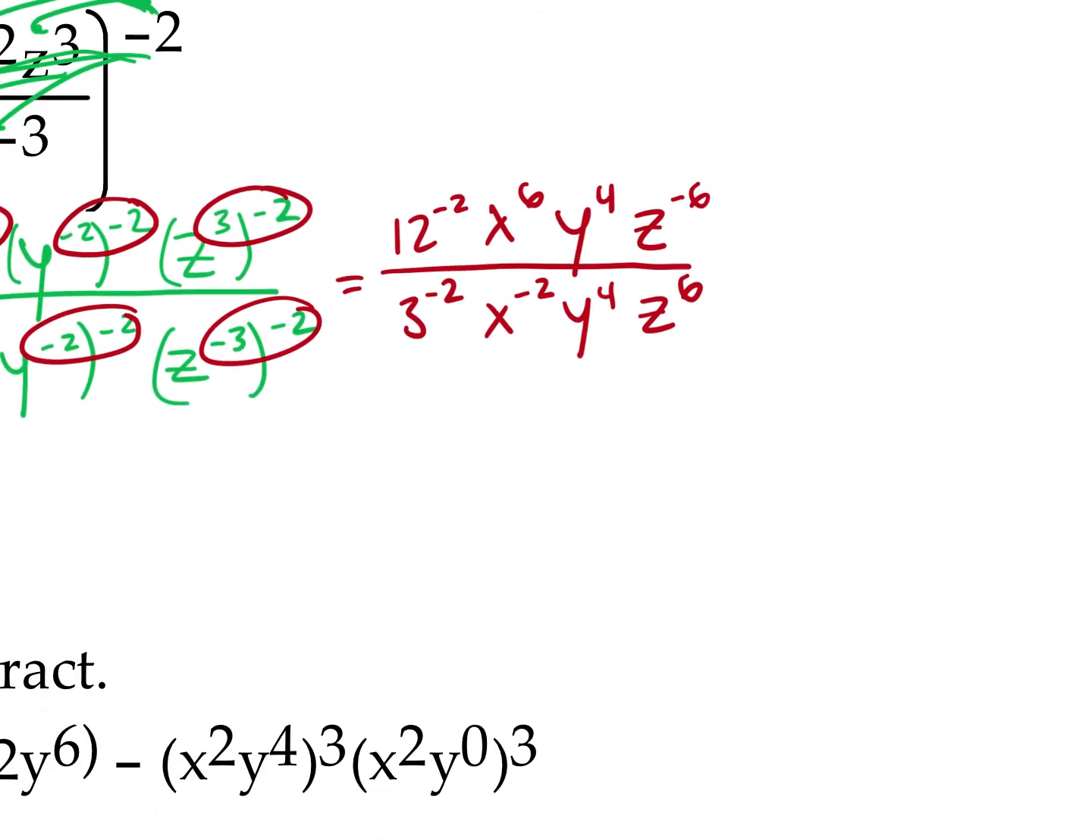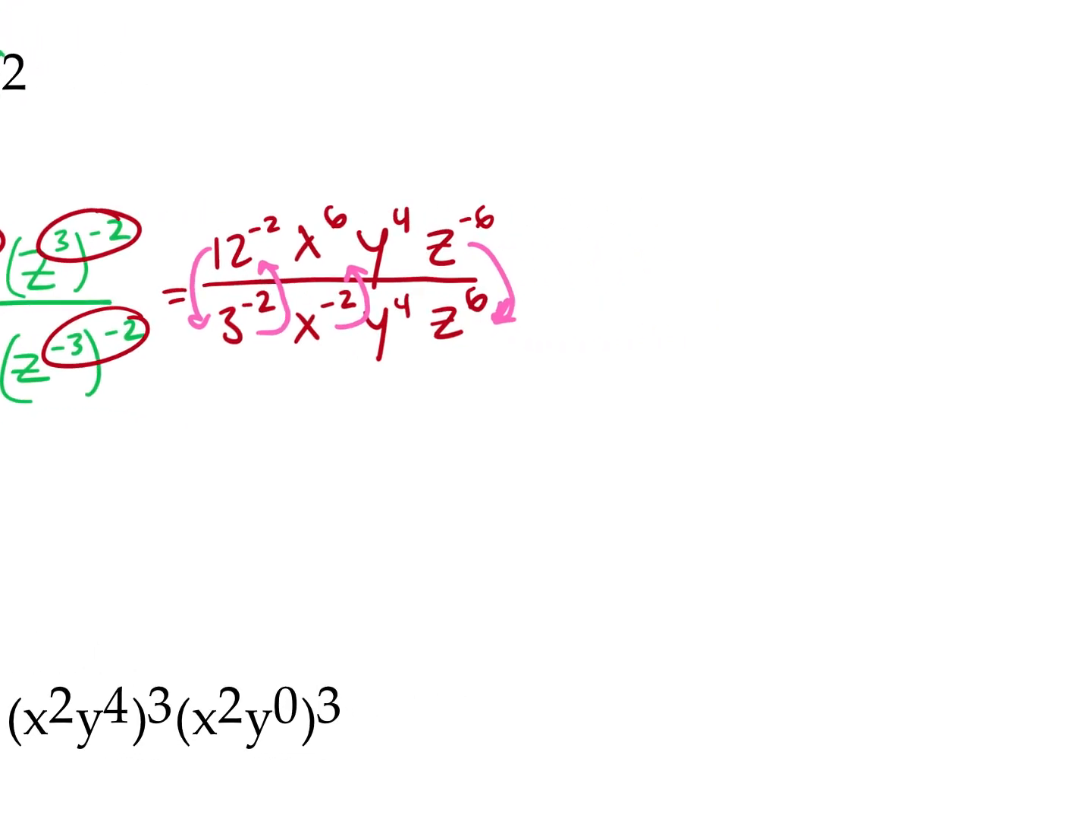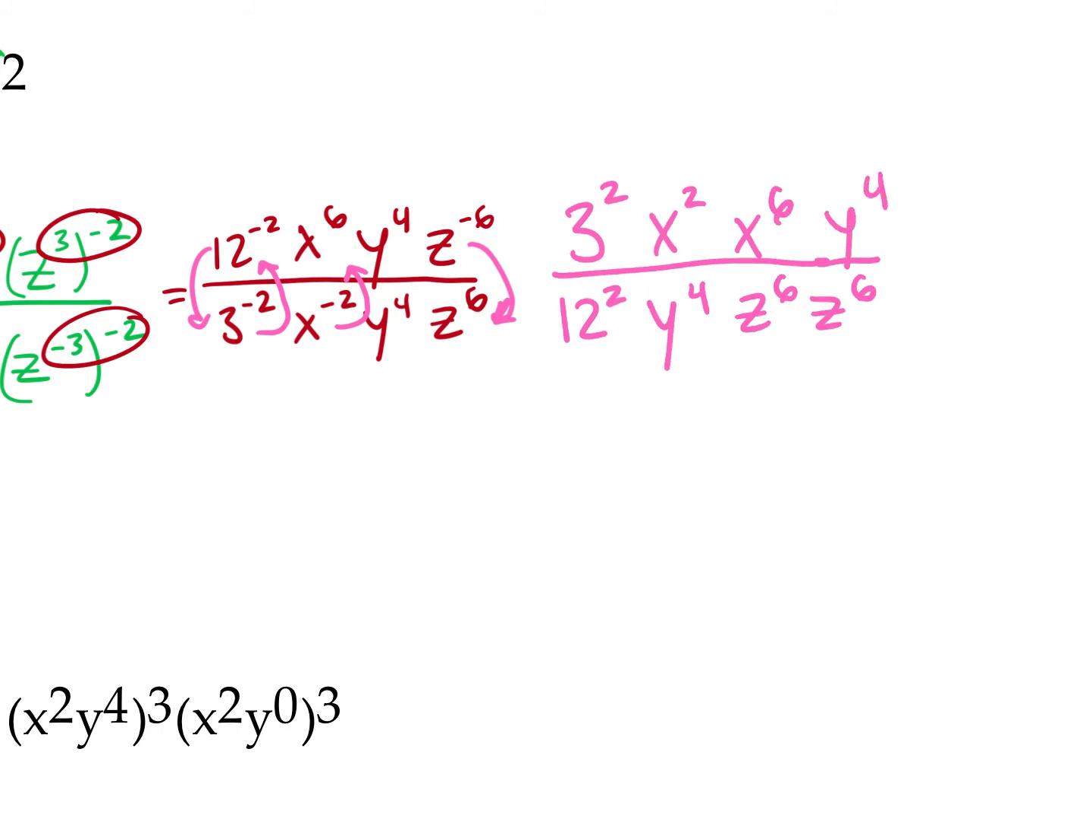What can I do next? Flip the ones that are negative. We can do that. So 12 is going to go to the bottom. The z to the 6th power is going to go to the bottom. 3 to the second power is going to go to the top. And x to the second power is going to go to the top. So I have 12 squared on the bottom, y to the 4th power and z to the 6th power and z to the 6th power on the bottom. And then 3 squared moves to the top. X squared moves to the top. And then x to the 6th power, y to the 4th power stays at the top.